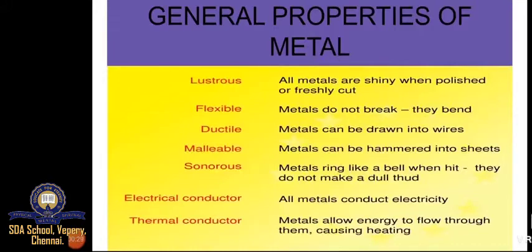Here we have some of the general properties of metals to identify. So what are the properties? The first one is lustrous. What is meant by lustrous? All metals are shiny when polished or freshly cut. So we can easily identify those metals while looking at them because they are very shiny. While looking, it is very shiny and glittery.